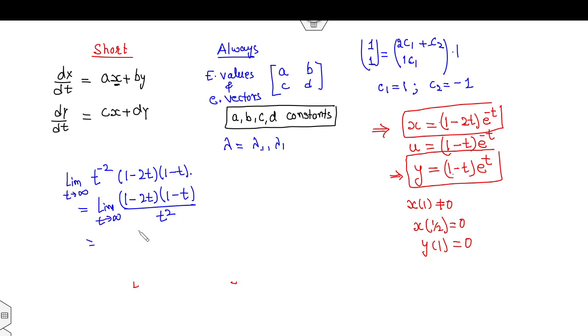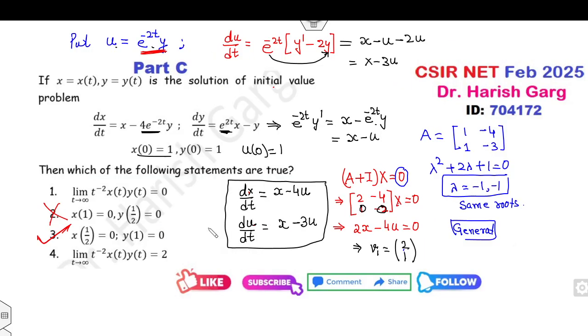Separating each t, it is 1 over t minus 2 and it is 1 over t minus 1. So what is the limit as t tends to infinity? Minus 2 minus 1, that is plus 2. So the fourth is correct. D is cancelled. So C and D are the right answers of this problem.